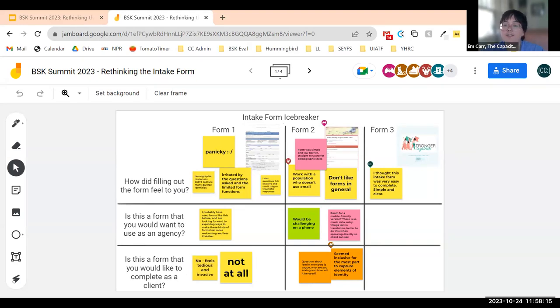So it looks like we have some great feedback here. I know that this is a little bit small on my screen, but I'm going to just keep this up while we share out. Does anyone want to talk about how filling out these forms felt or share any of the feedback that you discussed in your group? Feel free to just come off mute and share.